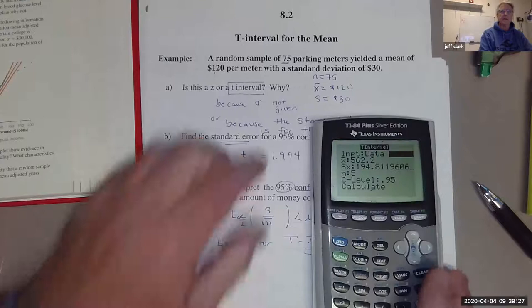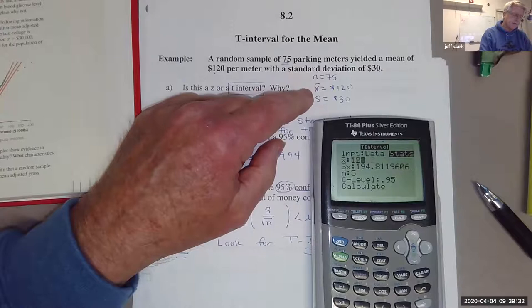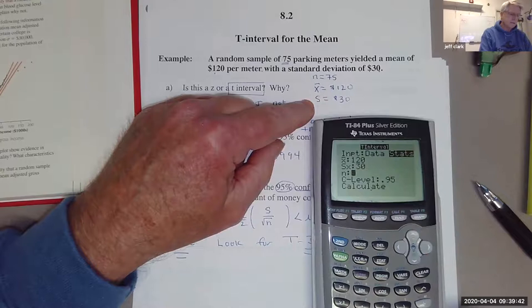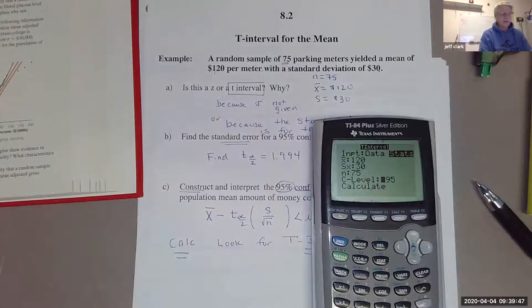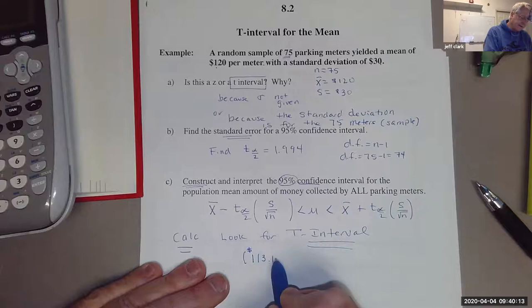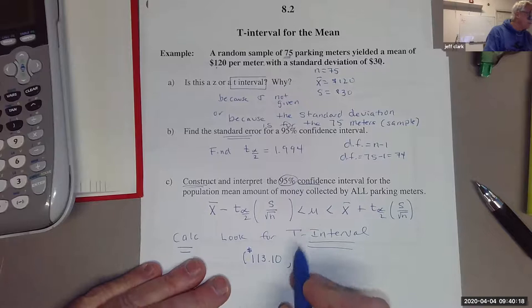So our X bar is 120. My little s, by the way, that looks like big S, but it's really a little s. That's the sample standard deviation, which is 30. Our n is 75. Don't even have to put in the degrees of freedom. It knows it. The calculator generates it. It's embedded. And so our 95% confidence interval is there. So we hit enter and we have a parentheses. So let's see, 113.1. This is money out of a parking meter, so that means this is change, that's cents, $113.10, comma. And the next number I have is $126.90.